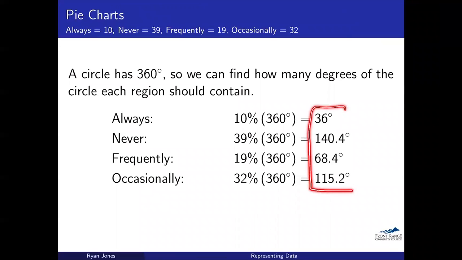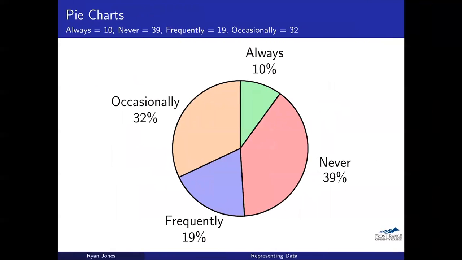You'll notice that if you add all of these up, you get exactly 360 degrees, and that's expected. We should get the entire pie chart. So we'll take these degrees, and if you had a protractor, you could measure out these degrees and mark your points here, and this is exactly what you'd get. So what you'll notice here is that this right here is exactly 36 degrees. That corresponds to that 10%.